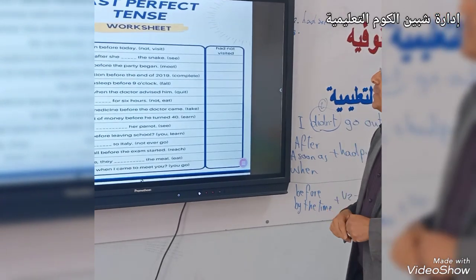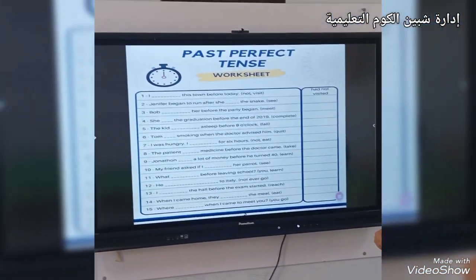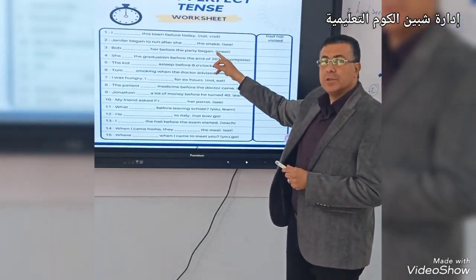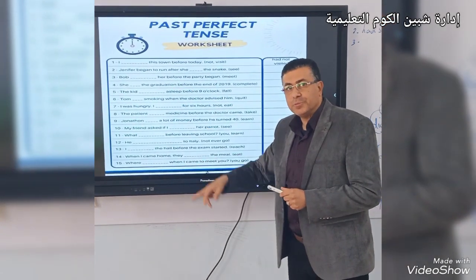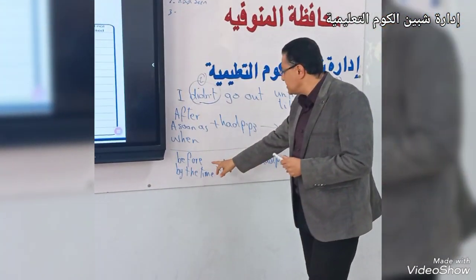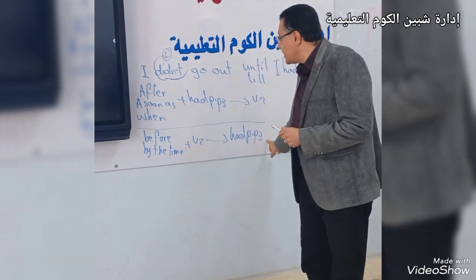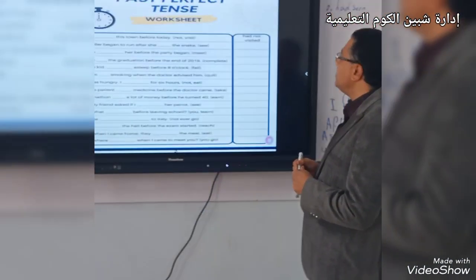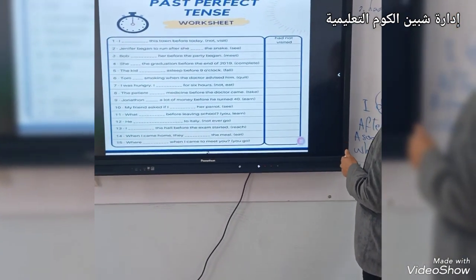Number 3. Before the party began, me. Look at before here, it's followed by V2 past simple, and it should be preceded by had V3. As in this example, before is followed by V2 and had V3 in the second part. So number 3 will be had eaten.